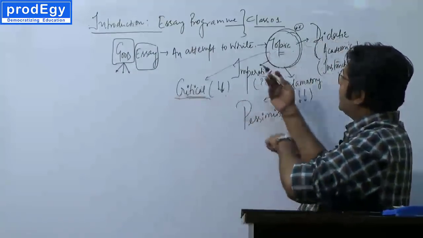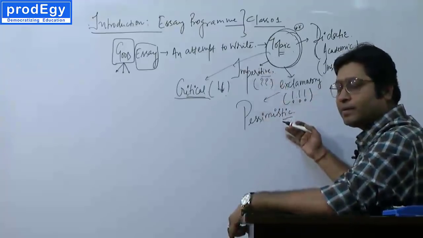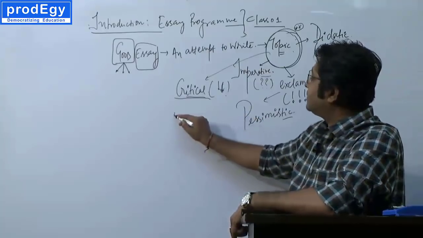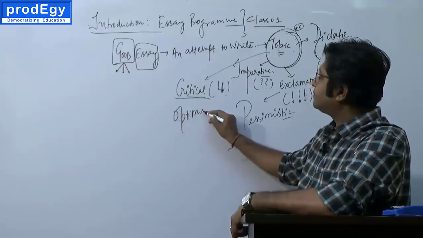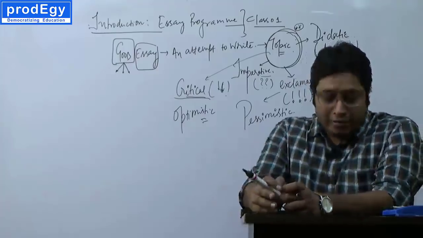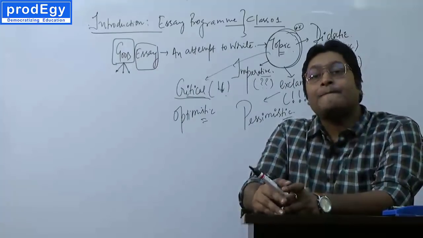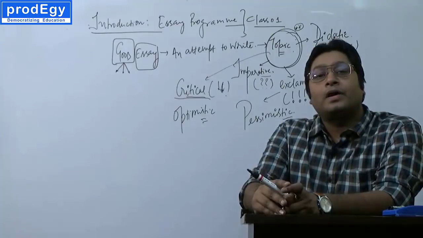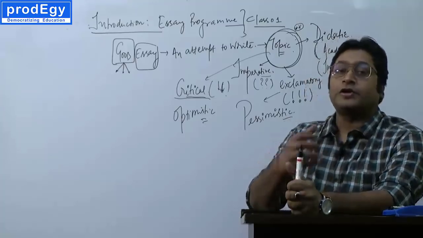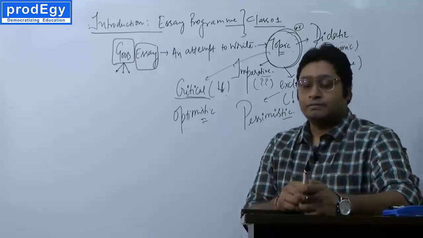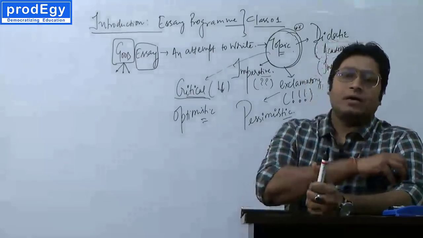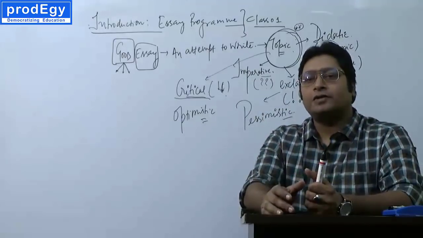So we may have critical, imperative, exclamatory, along with that pessimistic. You can link all this to directive. At the same time it can be more optimistic. The financial inclusion was a dream before the Jan Dhan came into being. Or the financial inclusion in India has been transformed in terms of the impact of the Jan Dhan Yojana.